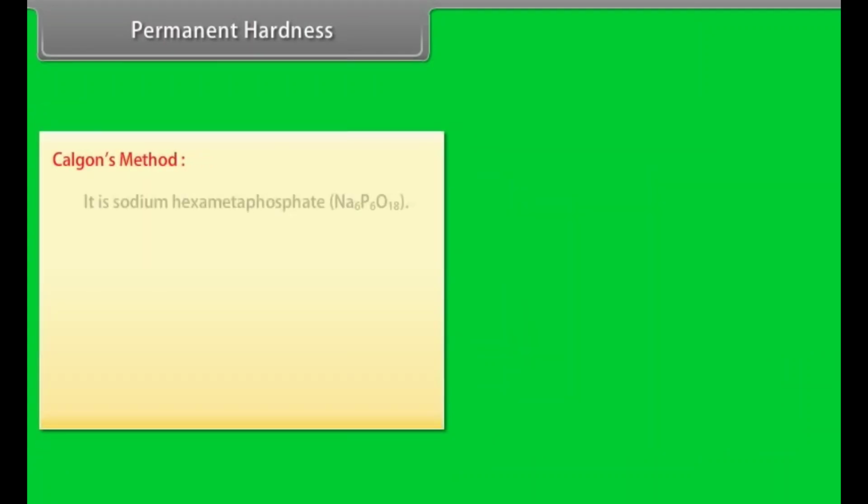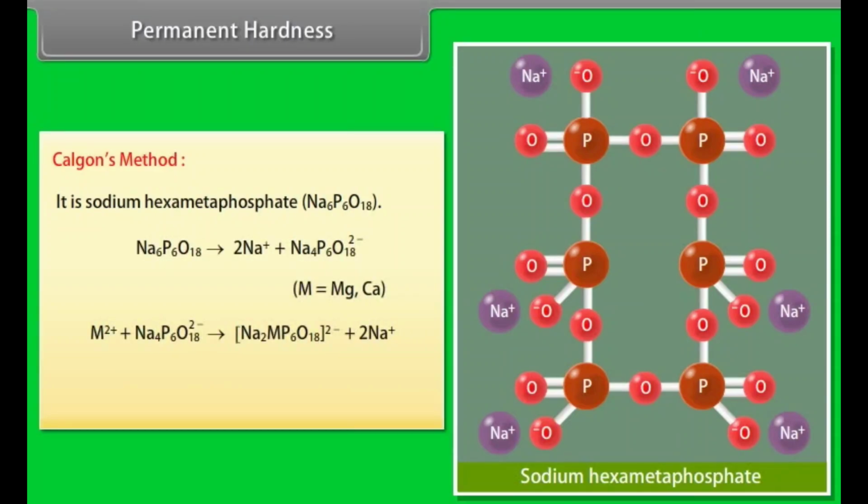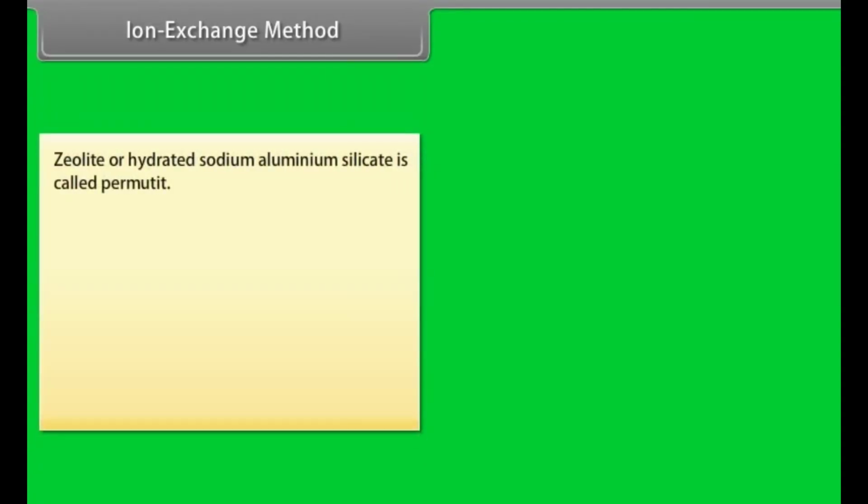Calgon's method. It is sodium hexametaphosphate. The complex anion keeps the Mg2+ and Ca2+ ions in solution. Ion exchange method. Zeolite or hydrated sodium aluminium silicate is called permutit. NaAlSiO4·3H2O is used to remove Ca2+ and Mg2+.